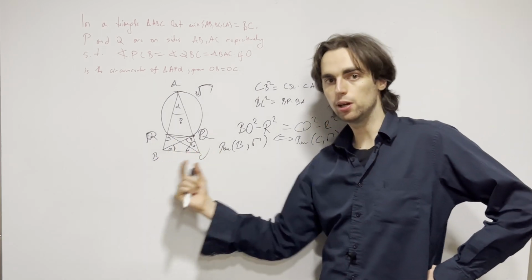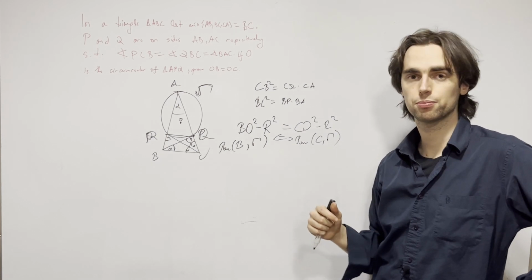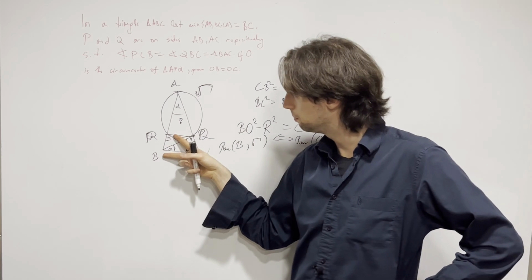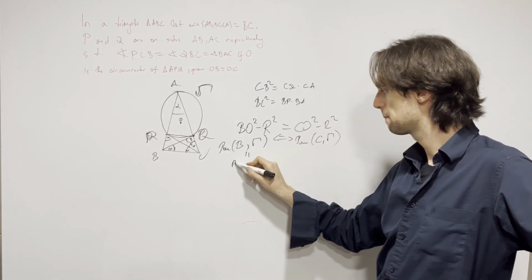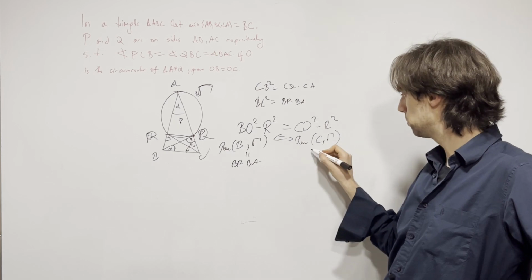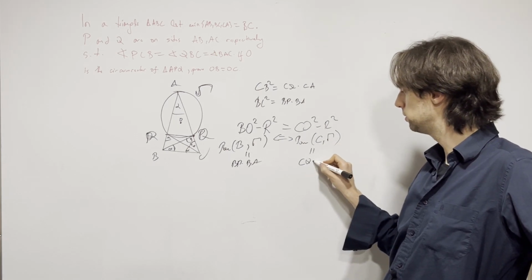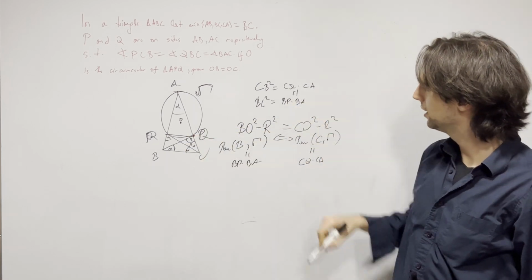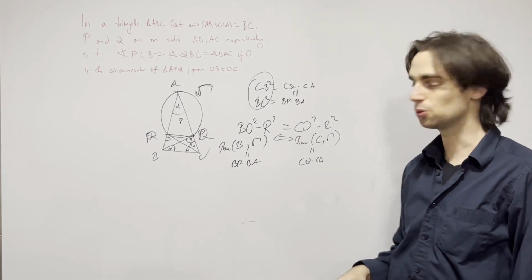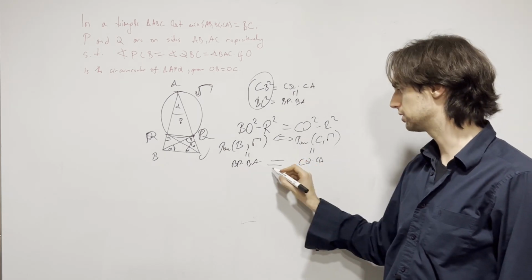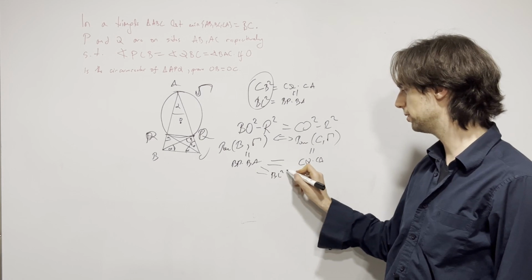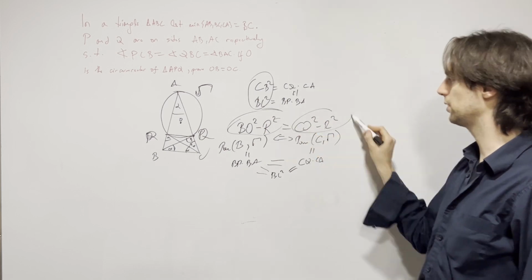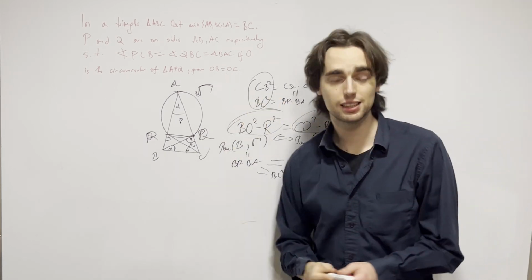Now, what is the power of point B with respect to this circle? On one hand, it's BP times BA. And the power of C is CQ times CA. But when going at the problem forwards, we've already figured out that these two things are both equal to BC squared. And so their powers of a point are equal, which means that BO is CO.